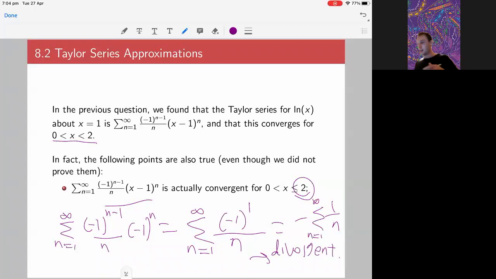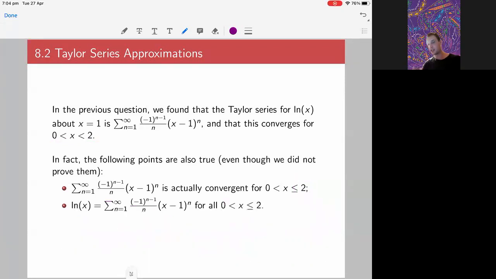But if instead of 0, we had 2, we would get something which is actually convergent. So this is something we didn't actually show, and I'm not going to prove it for you. I'm just going to state that it is true. Another piece of information that we have, which is not obvious from what we just did, is that not only is this Taylor series convergent, but it does actually equal the original function ln of x that we were dealing with in the first place.